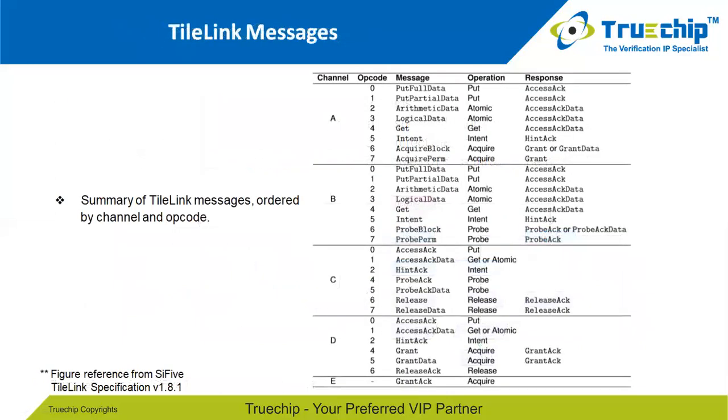Moving forward, this table displays all the TileLink messages along with their operation type and what type of response is generated by the particular message. Also, you can see based upon the channels, all the messages are categorized with their opcode value that is used to identify them on the TileLink bus. We'll go through these messages later in the slides.